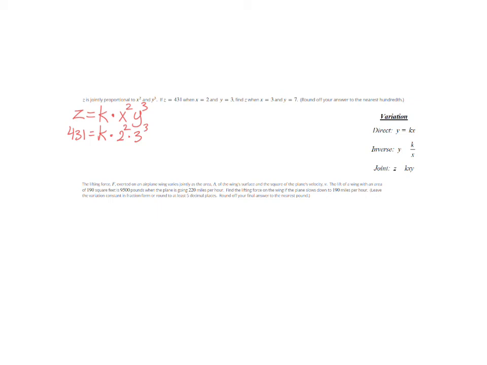All right, let's see if we can figure out what we'd have here. 431 is equal to K times, that would be 4 times 27, so that's 108. Divide both sides by 108. And I have K is equal to 3.9907, leaving lots of decimals. Don't want to round till the very end, and leaving that just sitting in my calculator ready to use. Here's my new formula. Z equals 3.9907 times x squared y cubed.